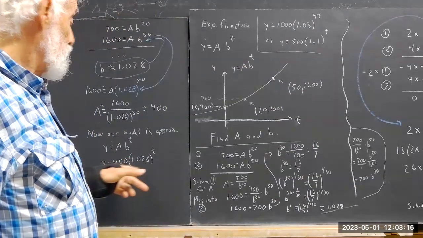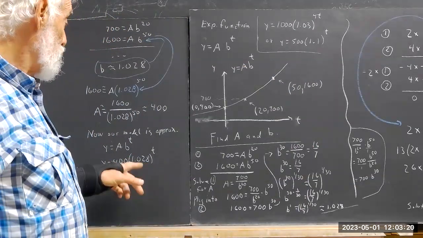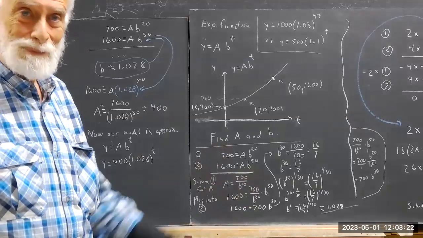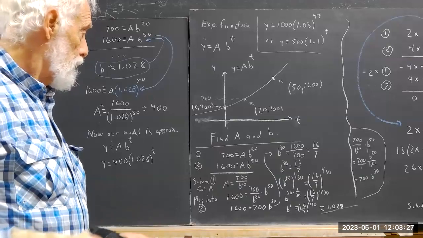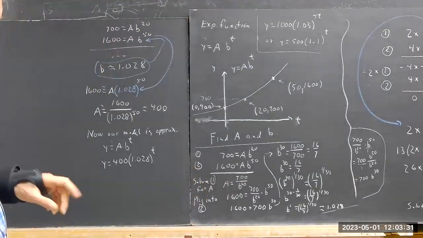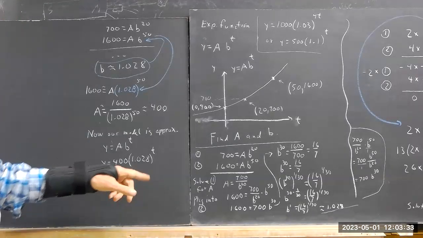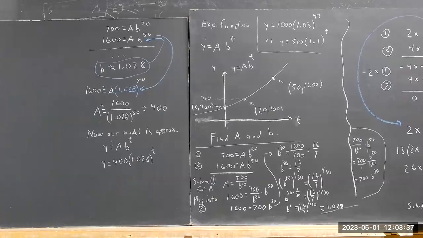well, our model is not going to be all that exact. Rounding off to 1.028 is reasonable. Okay, well, let's interpret. That's your initial amount. What's the 1.028 tell you? Let's assume this is an investment.